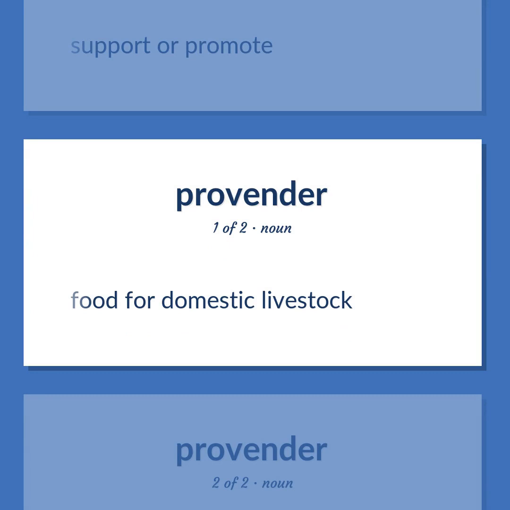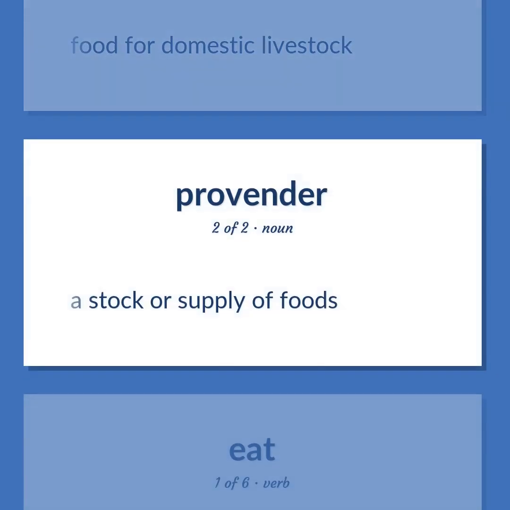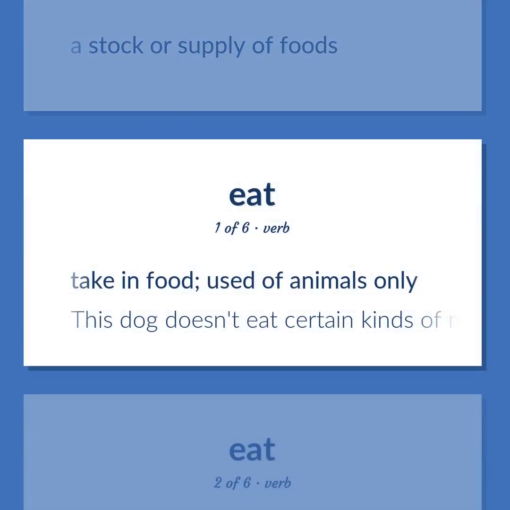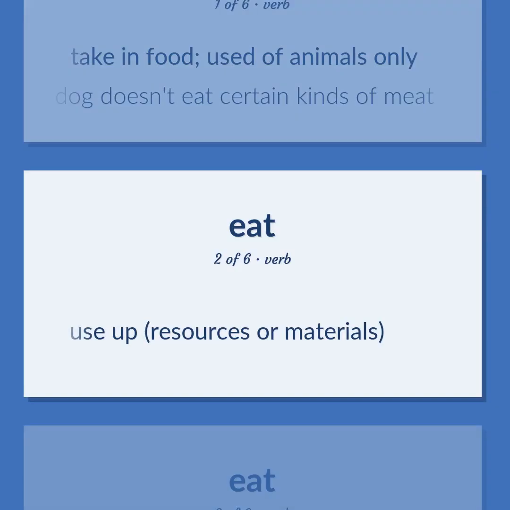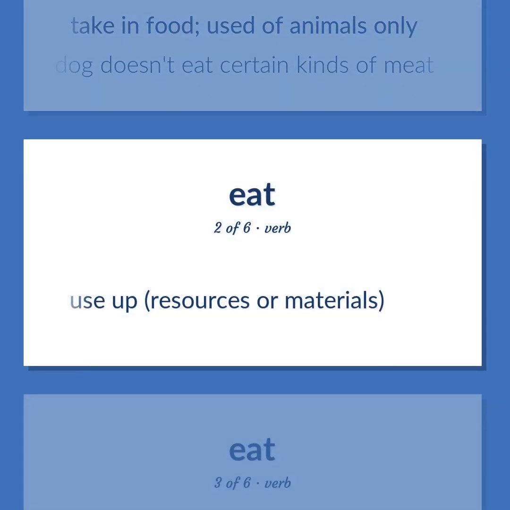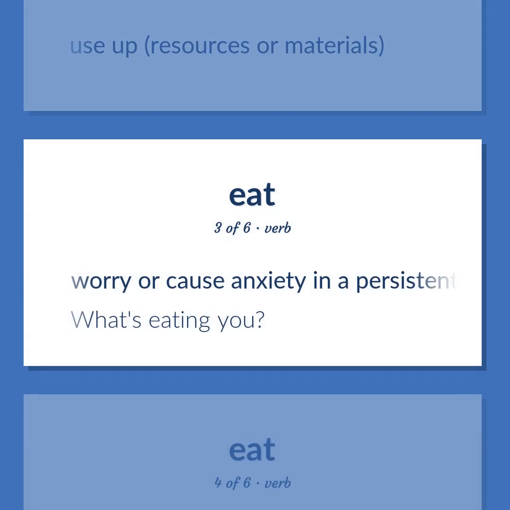Food for domestic livestock. A stock or supply of foods. Taken food, used of animals only. This dog doesn't eat certain kinds of meat. Use up resources or materials. Worry or cause anxiety in a persistent way. What's eating you?